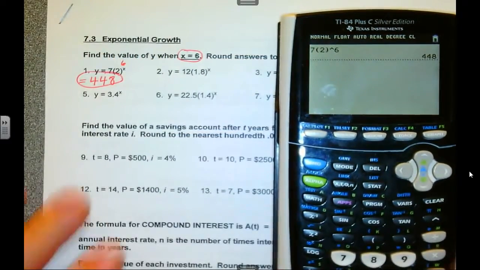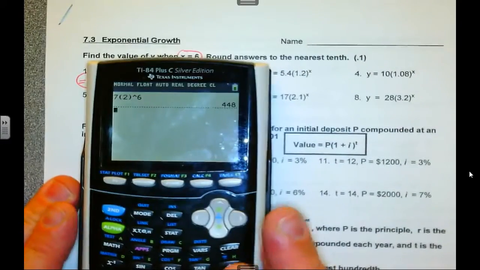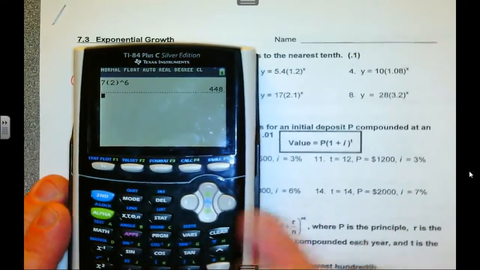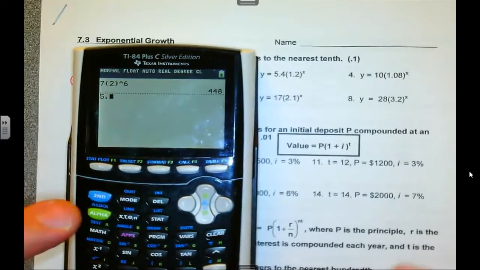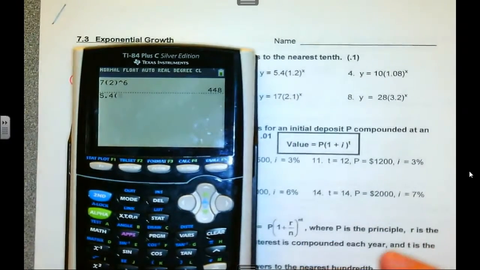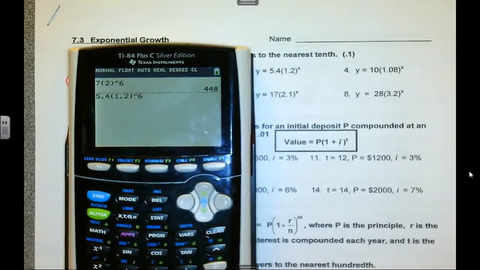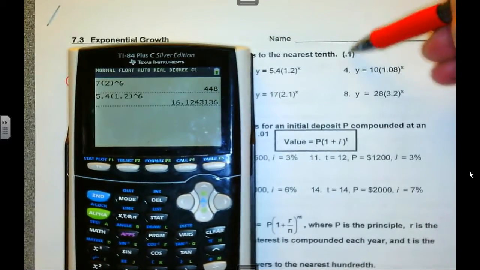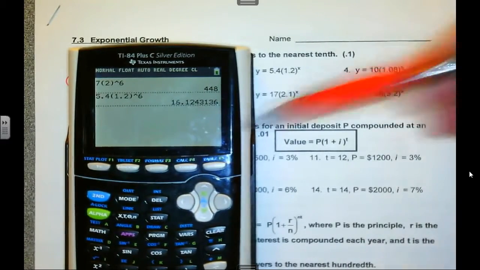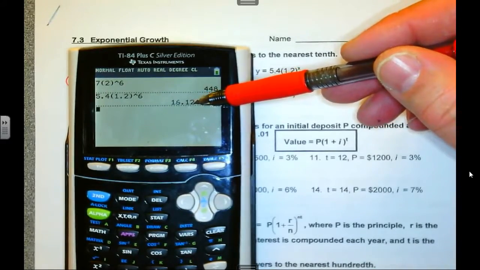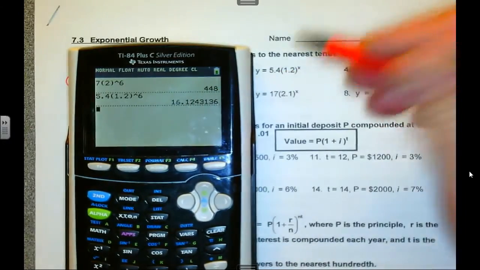Okay, what about number 3? 5.4 times 1.2 raised to the 6th. I get 16.12. Now it says to round to the nearest tenth, or the first digit after the decimal point. So my value is 2 in the hundredths position, so I'm going to use 16.1.